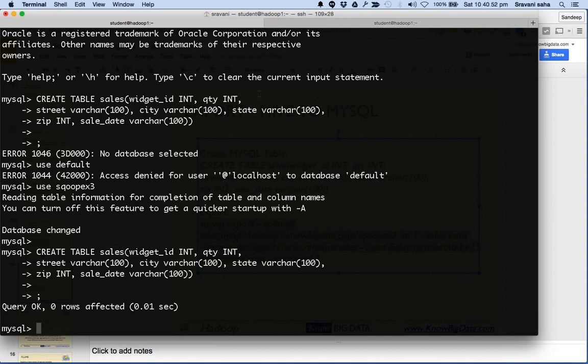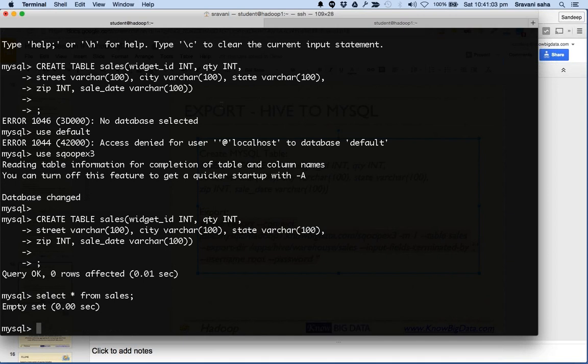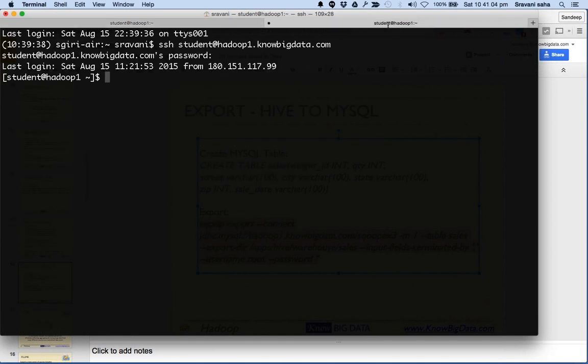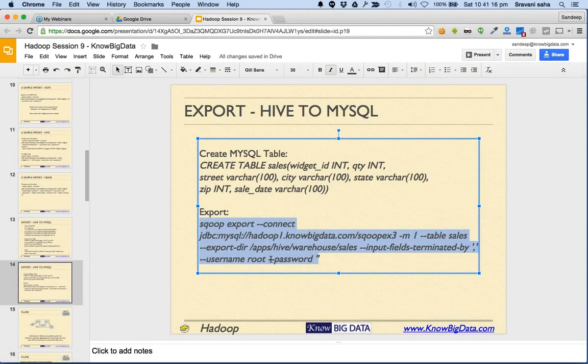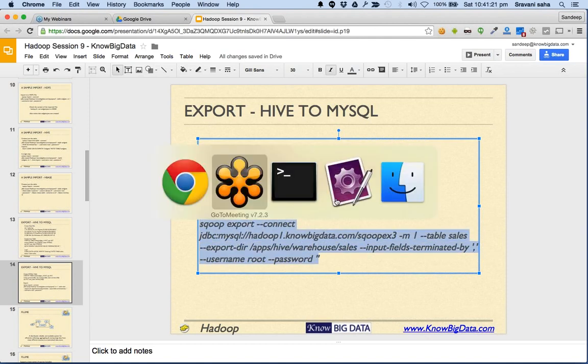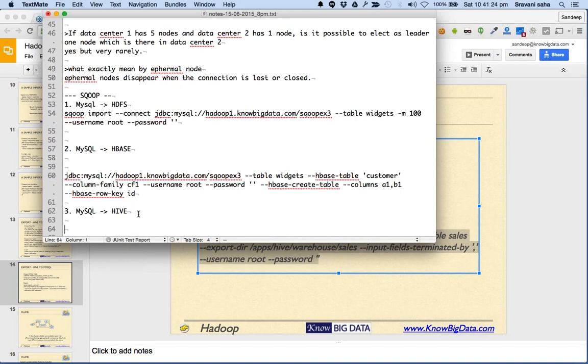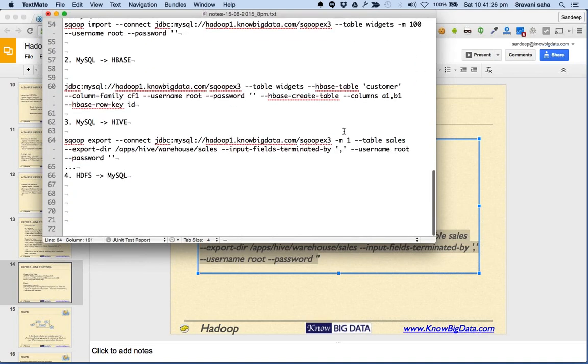Now on one hand we have MySQL where we have created the sales table, but this table right now does not have any data in it. You can see that there is no data in it. It says empty set. But on the other hand, there is already a table in Hive. So if you run Hive and say select star from sales.log, it will have the data. Now let's say we want to copy that from Hive into MySQL. So what are we going to do? We're going to run this command.